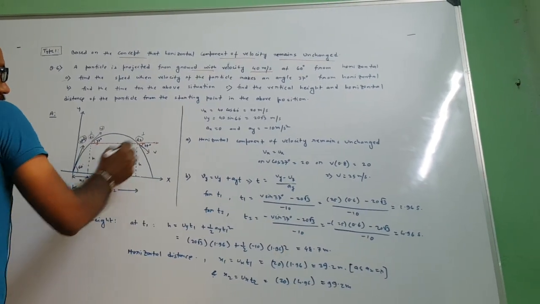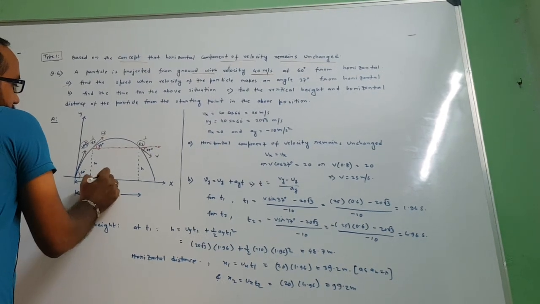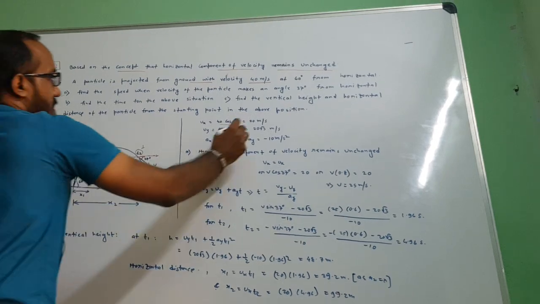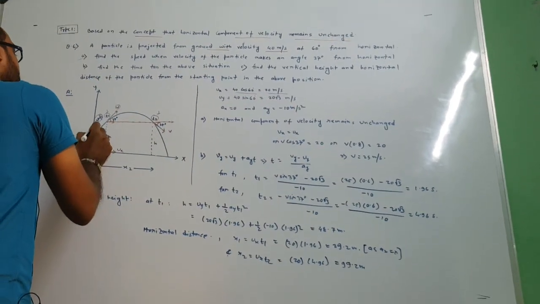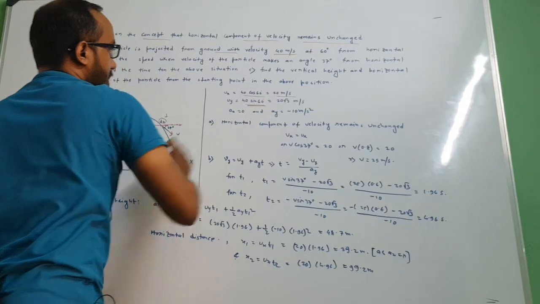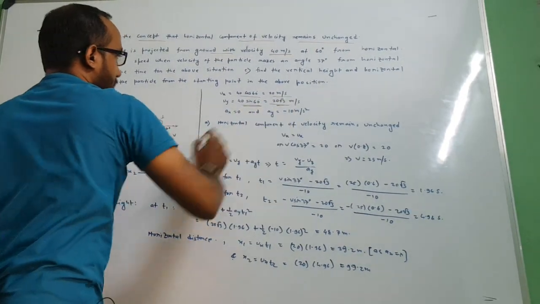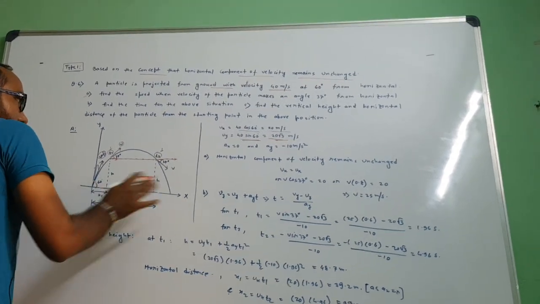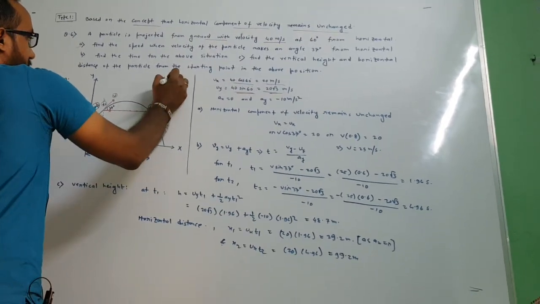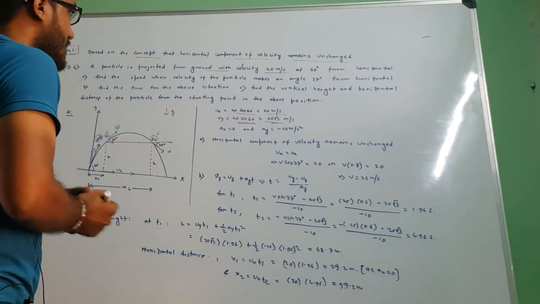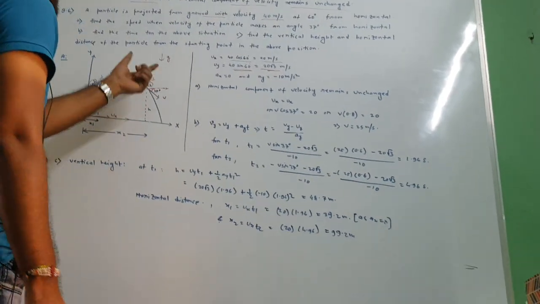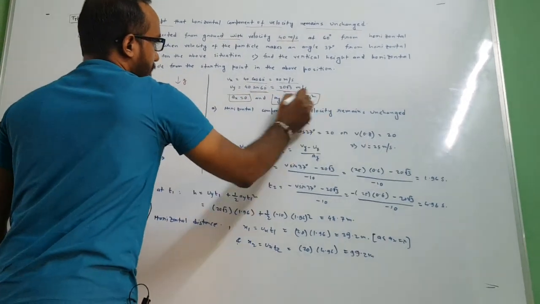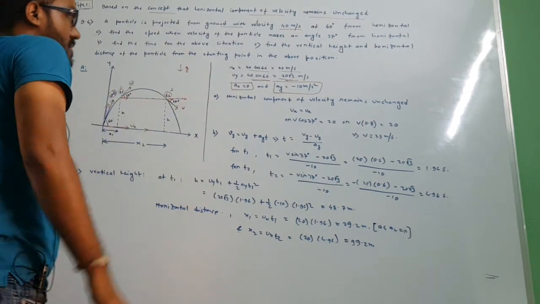Here, what will be your ux? Ux will be 40 cos 60 degree. This is 40 meter per second times a half, 20 meter per second. What would be your uy? Uy would be 40 sin 60 degree. Calculate, you will get 20 root 3. Now what is the acceleration? Because we know here acceleration is only due to gravity, we have only the component of acceleration in the downward direction. So horizontal component is 0, and ay would be minus 10 meter per second squared because g is downward.